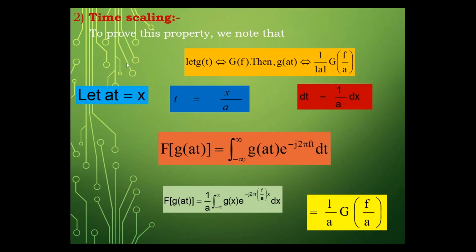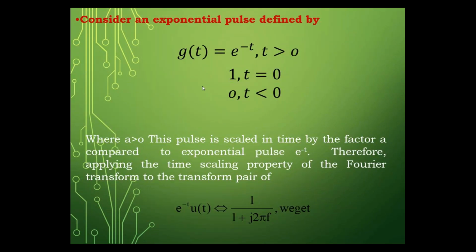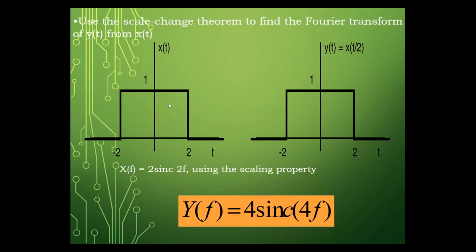If I have a function which is multiplied by a scaling factor a, then I can use this property. So if you take the Fourier transform of that, and we derived this proof also in the last class, now we have seen the property also. Now observe here, in the last class we discussed this example, and I have solved the problem also in the Jamboard. You please go through that.